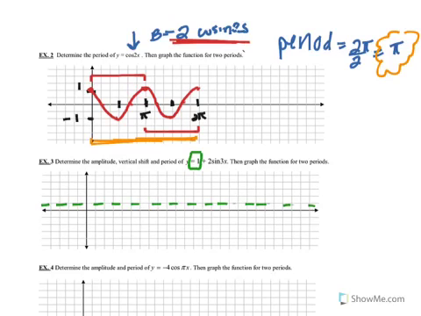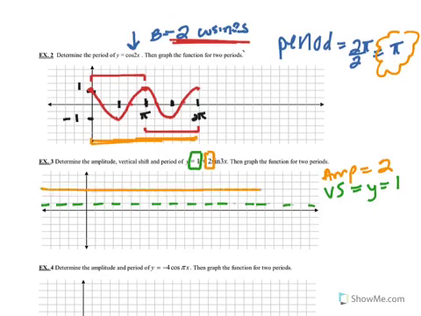The second thing I'm going to notice is the change in amplitude. The amplitude is equal to 2. The vertical shift was equal to 1. So that means that I'm going to go up 2 spaces from the vertical midline and down 2 spaces from the midline. And I know in between those 2 lines is where my sine graph is going to live.